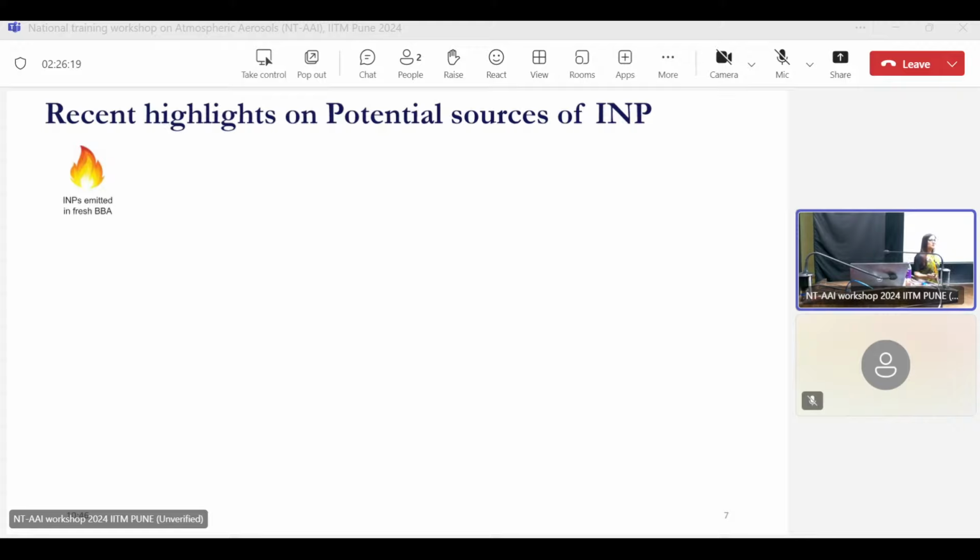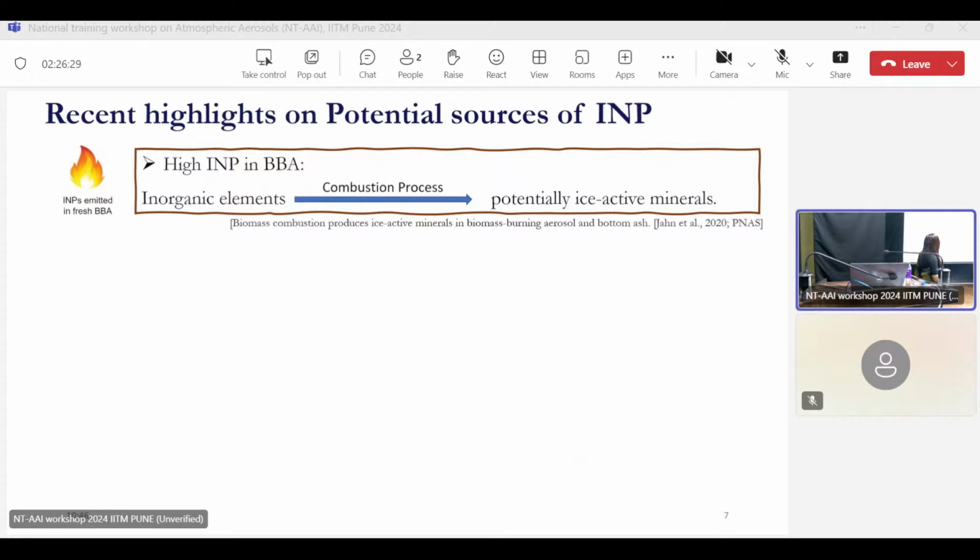We all know biomass burning is one of the major factors in India for aerosol pollution. So when INPs are emitted in fresh biomass burning aerosols, inorganic elements during the combustion process lead to potentially ice active minerals. So biomass combustion produces ice active minerals in biomass burning aerosol and wood ash.